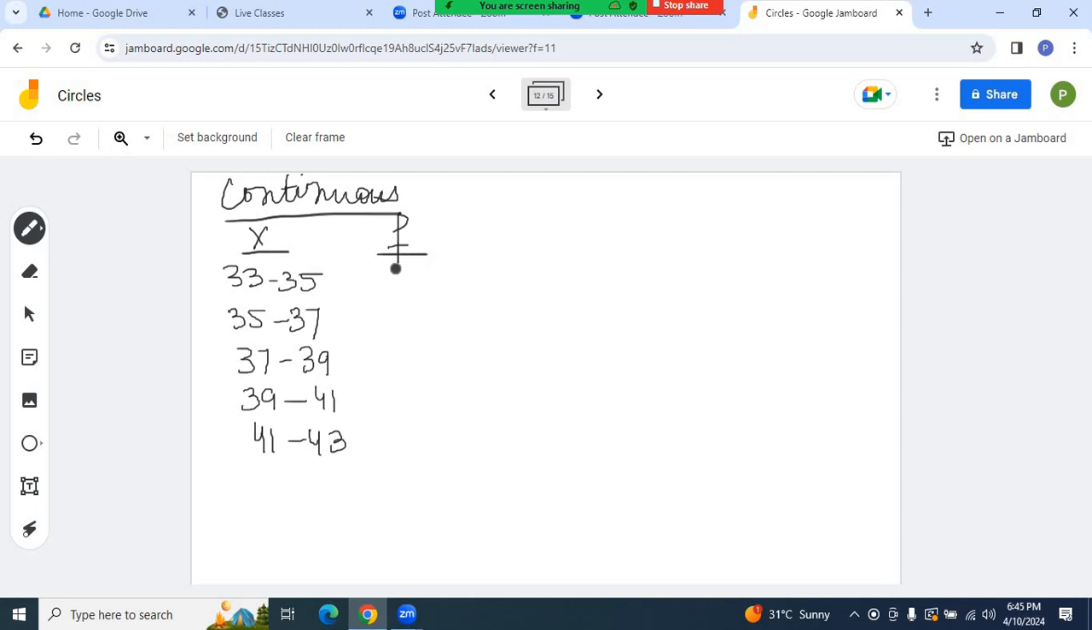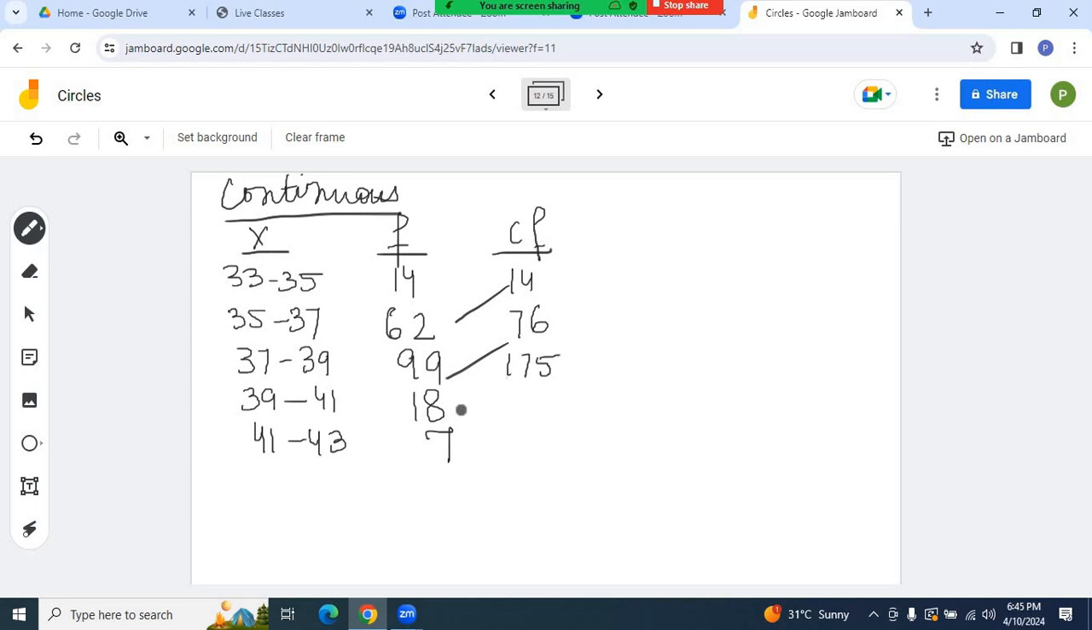Frequency: 14, 62, 99, 18 and 7. Cumulative frequency: 14, 14 plus 62 is 76, 76 plus 99 is 175, 175 plus 18 is 193, and 193 plus 7 is 200.